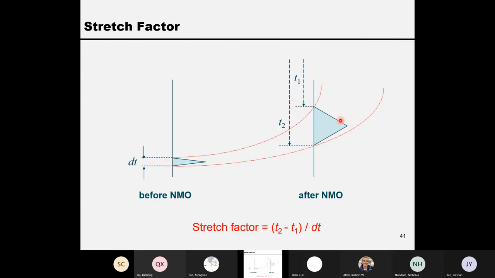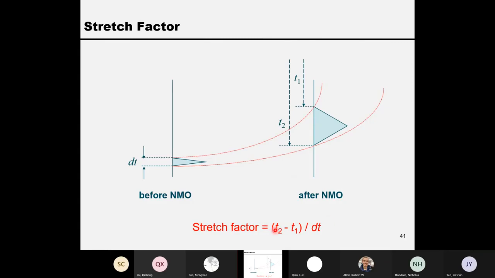So the stretching factor means a ratio between the time interval after NMO, between point A and point B, point 1 and point 2 here, and the time interval in the original trace. So this is called a stretching factor, right? Very likely, typically for the far offset reflections, the stretch factor is greater than 1, right? So in the processing, you do need to know the stretching factor.